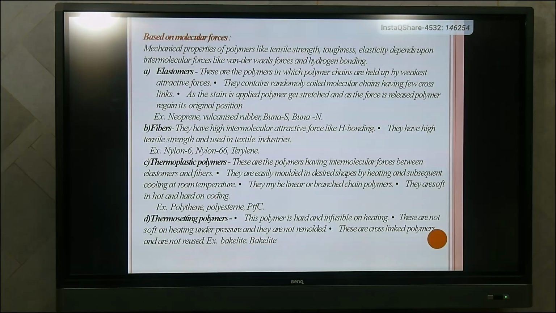Passing on to the classification of polymers based on molecular forces, you'll have four striking polymers: elastomers, fibers, thermoplastic polymers and thermosetting polymers. They all have high mechanical properties, with good strength, good elasticity and good toughness, and all will have a brittle property. First one is the elastomers; from the name itself you can find out the property being elastic.